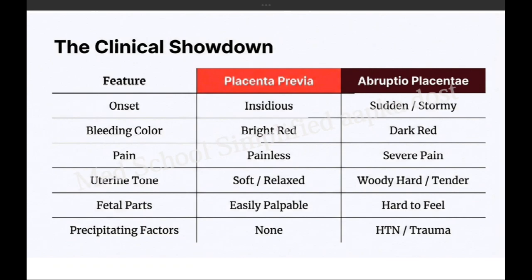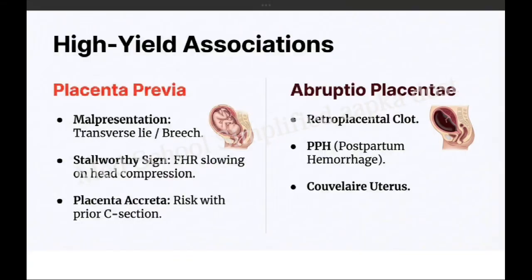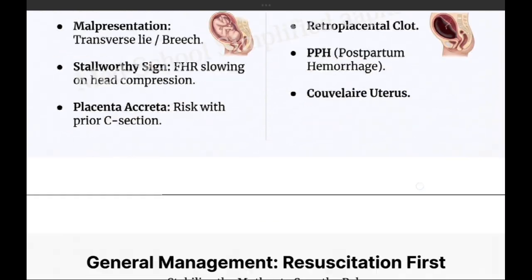Okay, the precipitating factors are none in placenta previa, but hypertension and trauma can precipitate abruptio placenta. Then we have high yield associations. In placenta previa there is malpresentation, that is transverse lie or breech position. Then the stall-worthy sign, that is fetal heart rate slowing on head compression. Then placenta accreta, that is a risk with prior C-section. In abruptio placenta we have retroplacental clotting, the clot, and postpartum hemorrhage or coagulary uterus, the blue uterus.